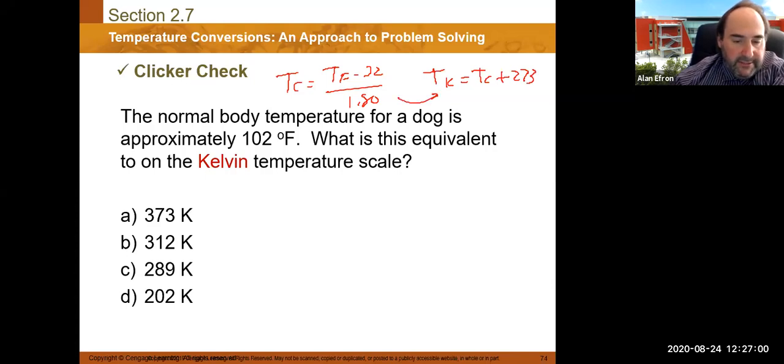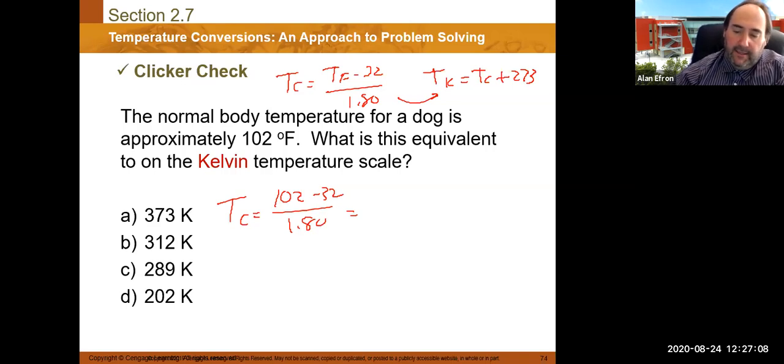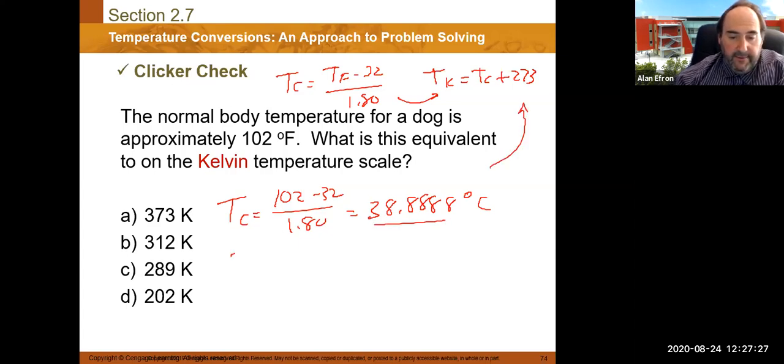So we'll start with our Celsius here. We'll take our 102 minus 32 divided by 1.8. It's going to give us 38.888, a whole bunch of eights all the way down. Again, at this point, I'm not going to round too much here because I know I'm going to take this number and then bring it up here anyways. So basically, I'm going to take that number and add, we'll round it to a 9 here, 273 to it.